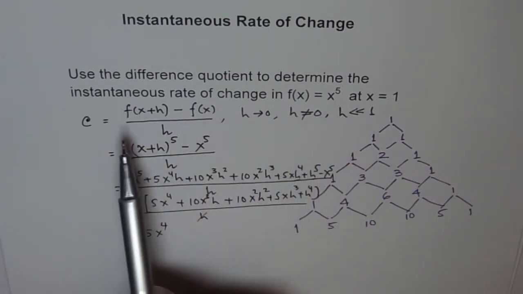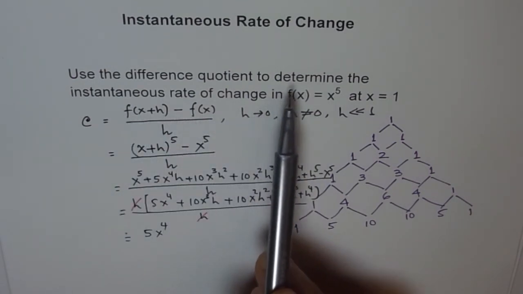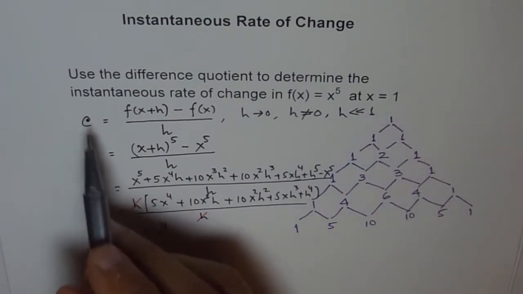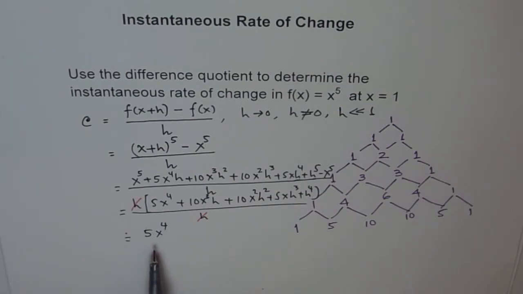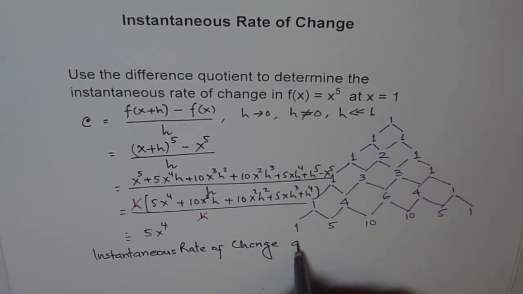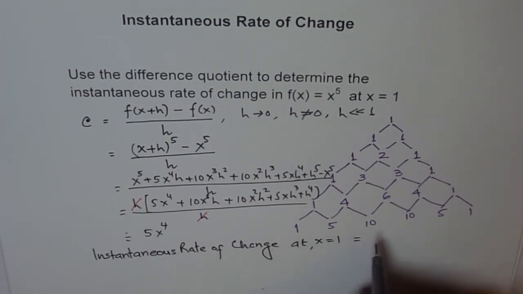Now, the question is to determine the instantaneous rate of change of f of x at x equals 1. So this is general at any point, right? x could be anything here, x is all real numbers. So we can now write that the instantaneous rate of change at x equals 1 is equal to 5 times 1 to the power of 4, which is 5. Okay, so that's our answer.